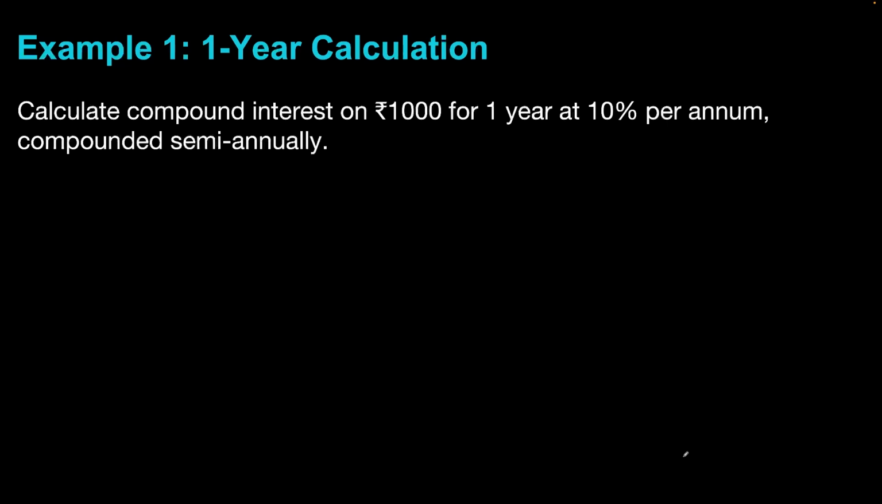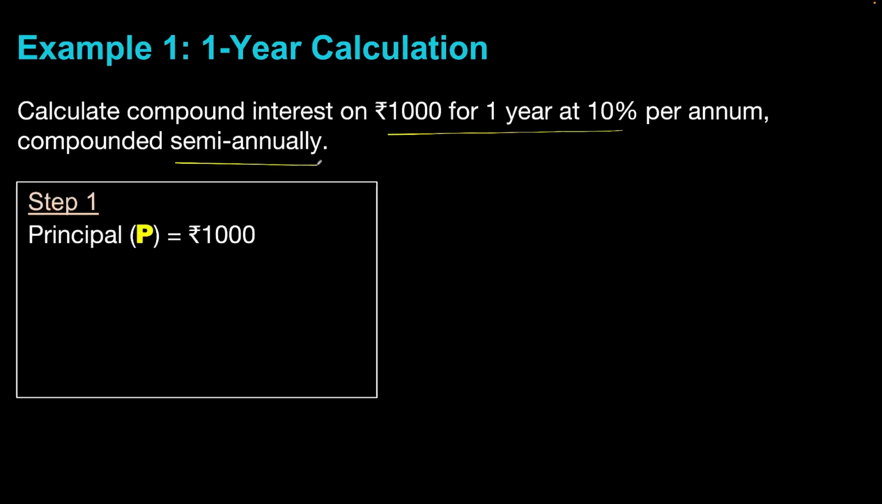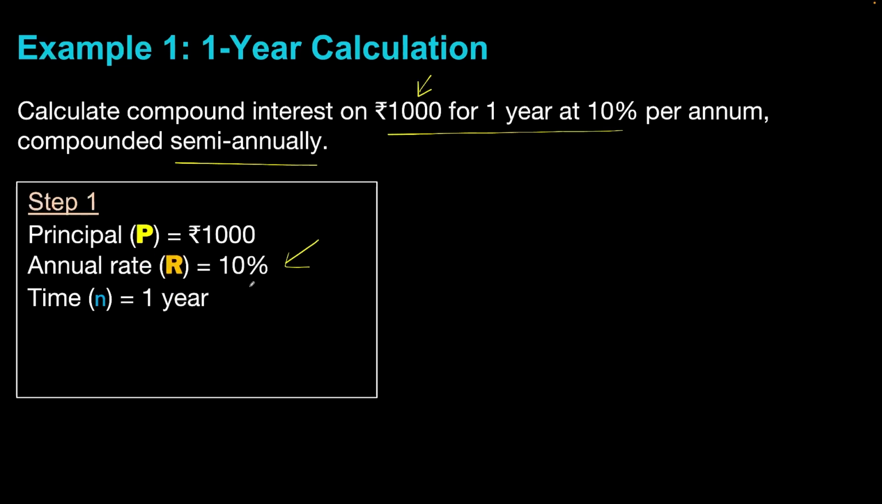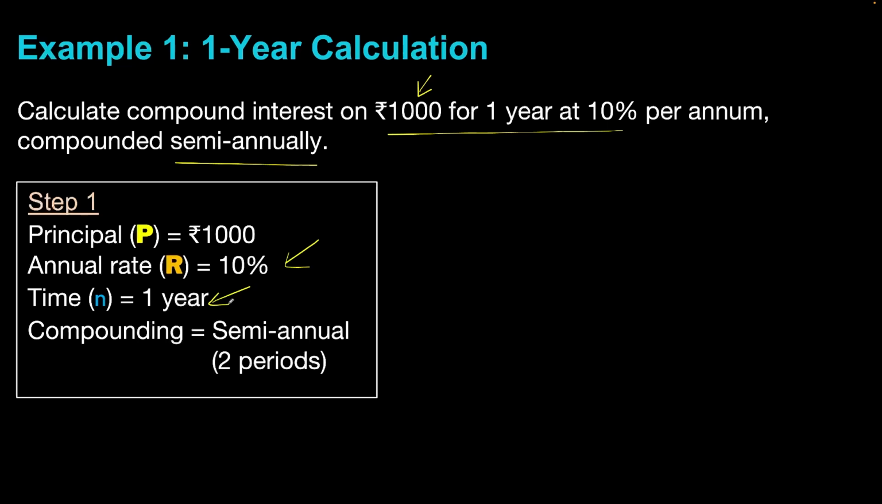So first, calculate compound interest on 1000 for 1 year at 10% per annum, compounded semi-annually. Always read the question properly. So first step, we identify each of our given numbers: principal P is 1000, R is 10%, and N is 1 year. So now the compounding is 2 periods. It is semi-annual.